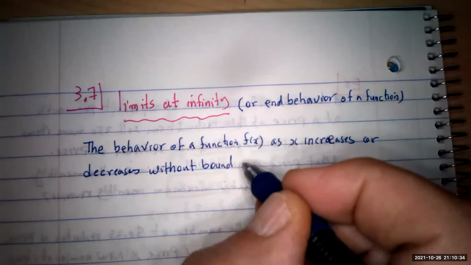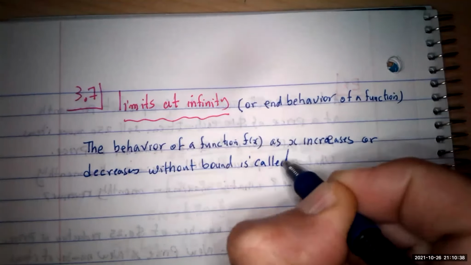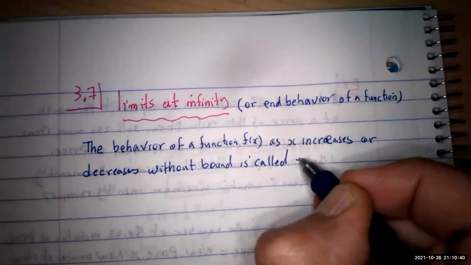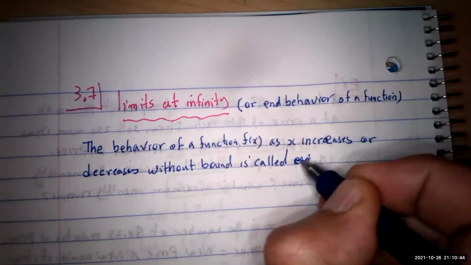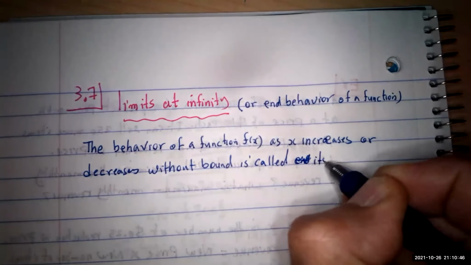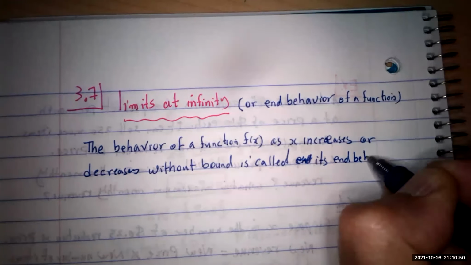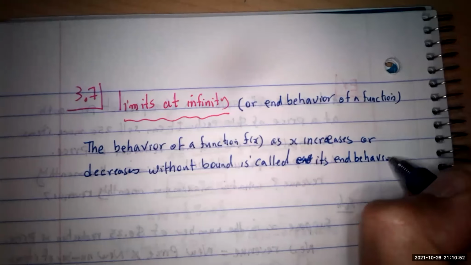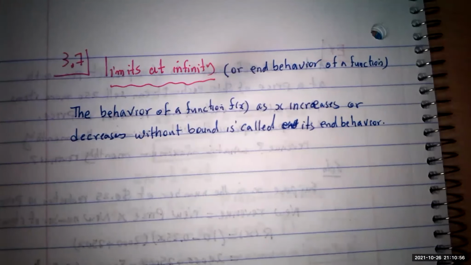This is called end behavior, or the end behavior of the function. So when it's getting bigger and bigger and bigger, now we have a notation for it.